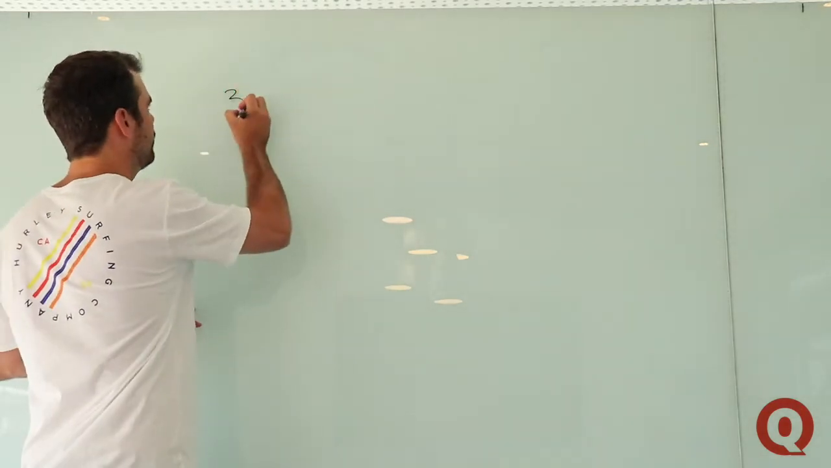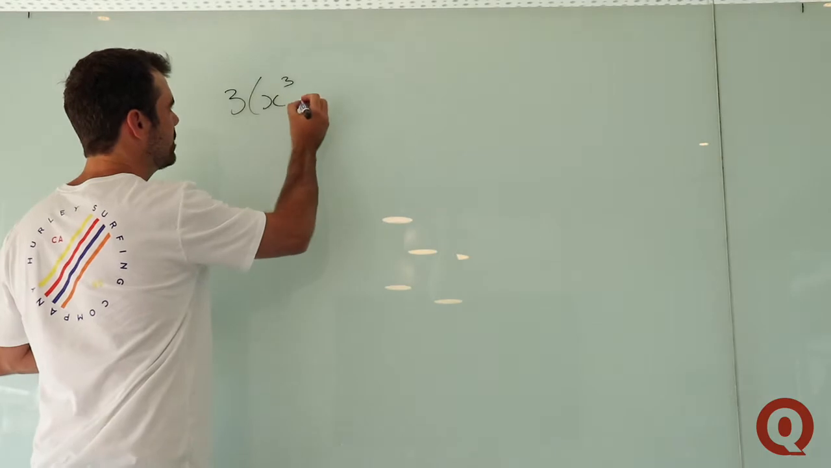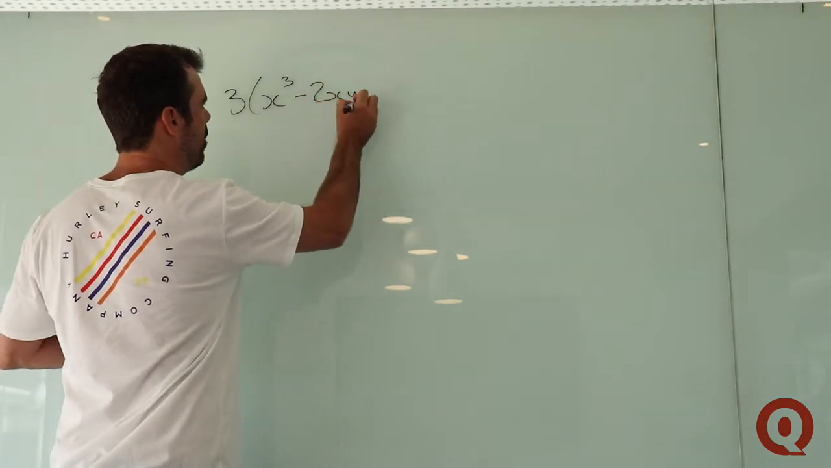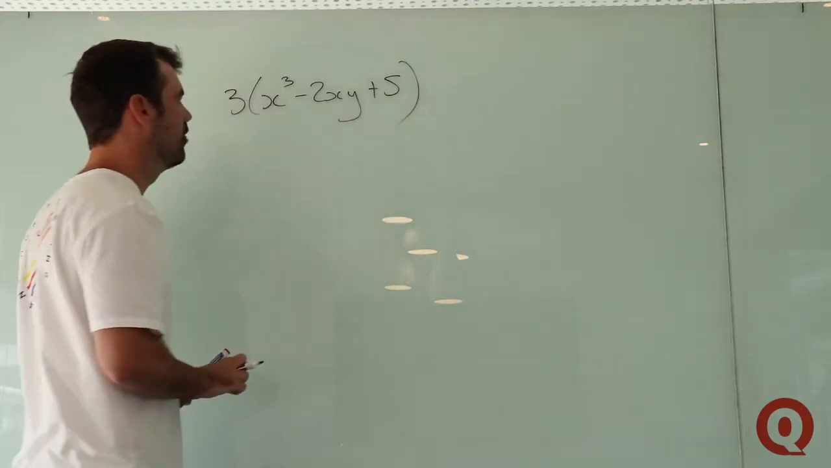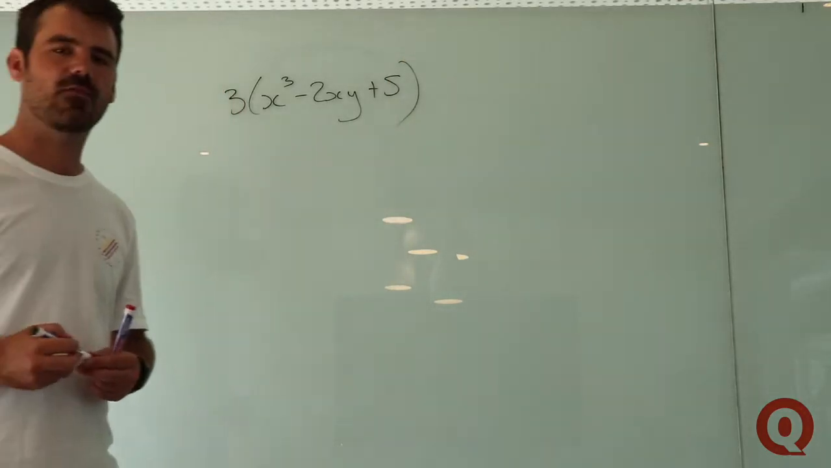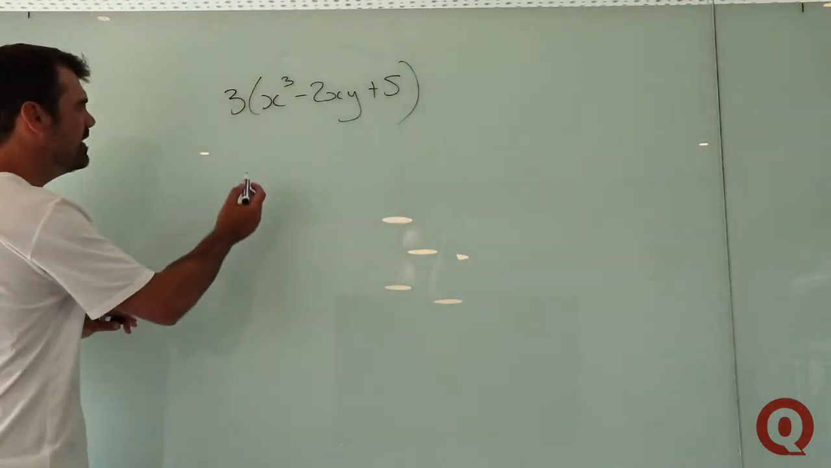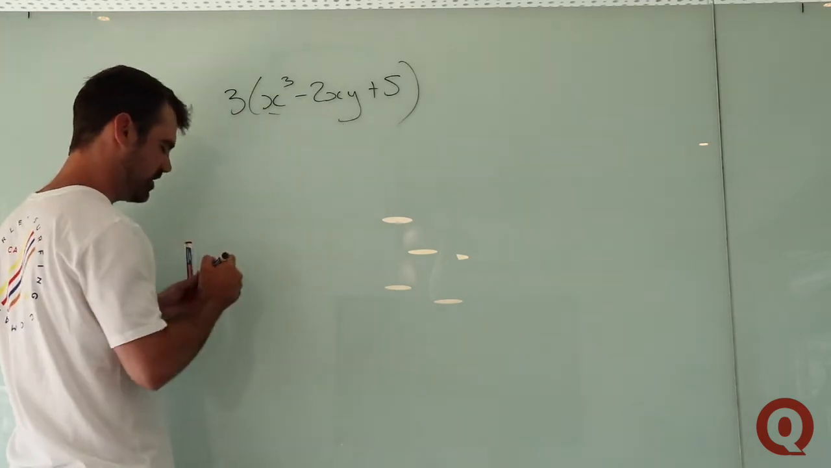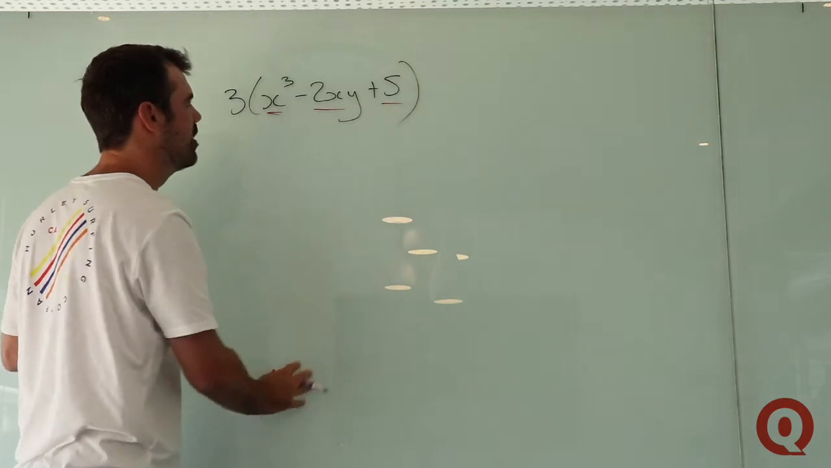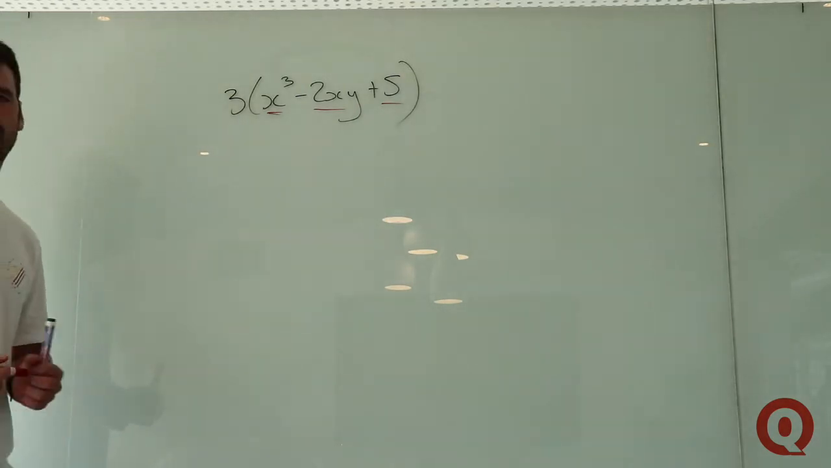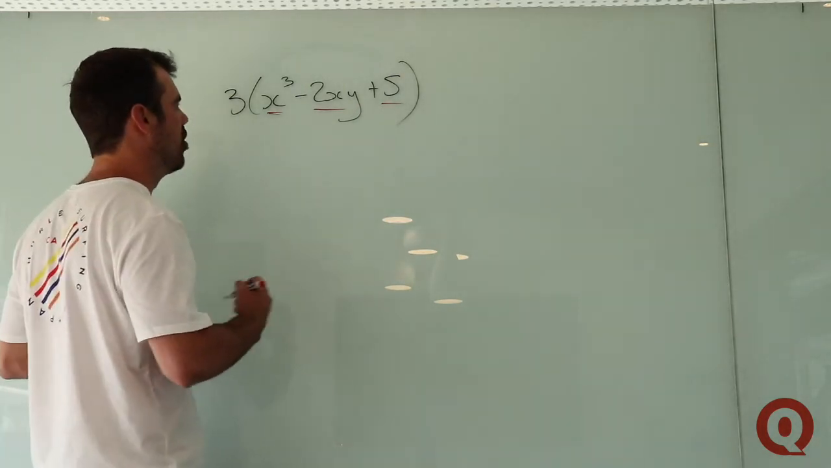We've got 3(x cubed minus 2xy plus 5). How do we multiply this out? Inside my bracket is what I need to deal with first. So we've got x cubed minus 2xy plus 5. We've got three terms inside our bracket, which we would obviously call a trinomial.